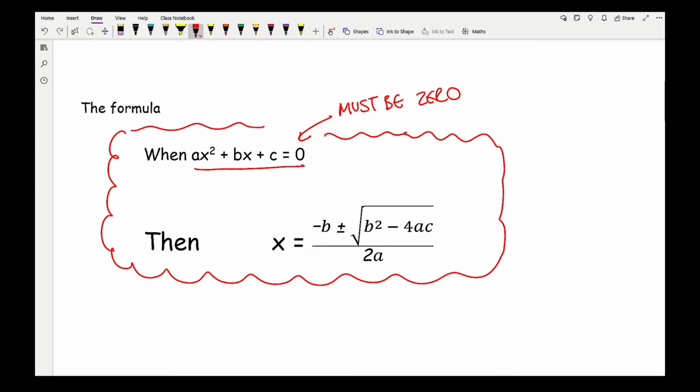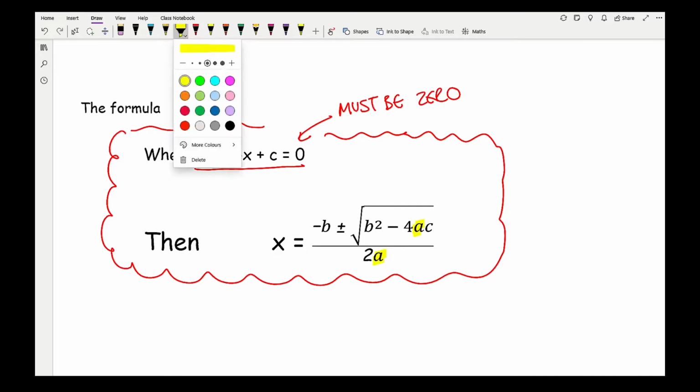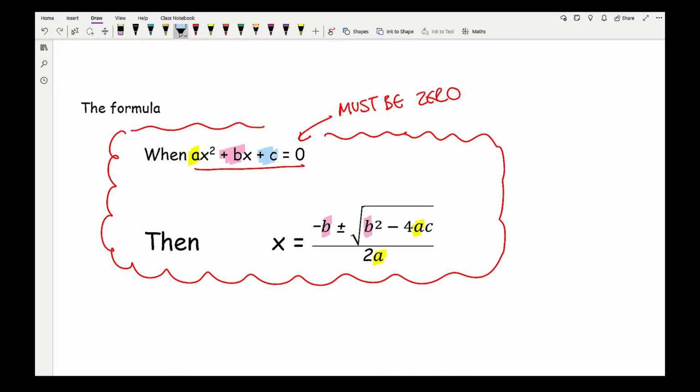Now obviously I'm solving this equation with respect to x, so this is where we've got x's, not any other letter. So a is the number of x squareds that we've got, and that would be this number here. Then if I get a different highlighter, the b value is basically how many x's I've got in the question, and that's what these two values here are going to be. And the c value is the number that hasn't got a letter attached to it, and that would be where that number goes.